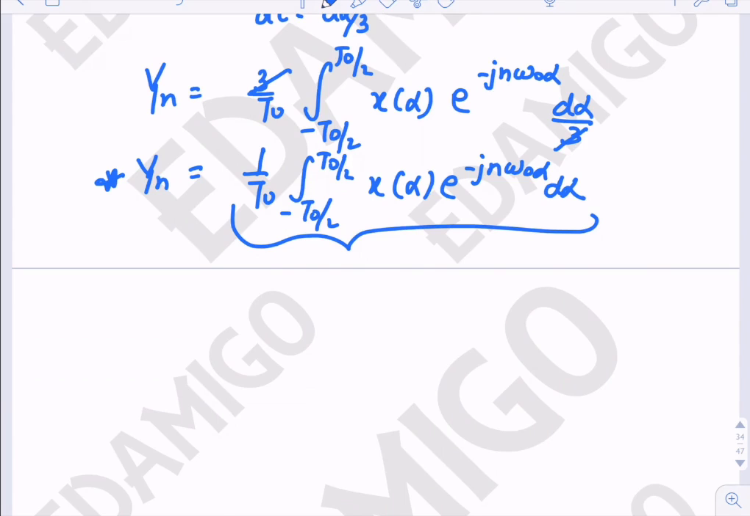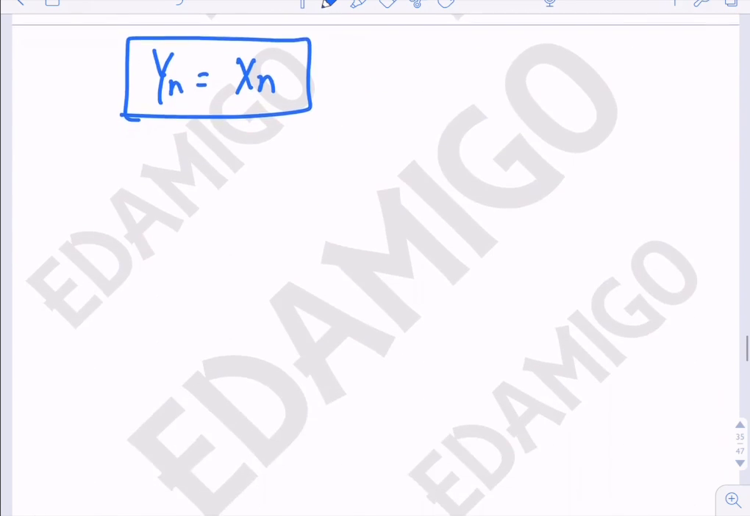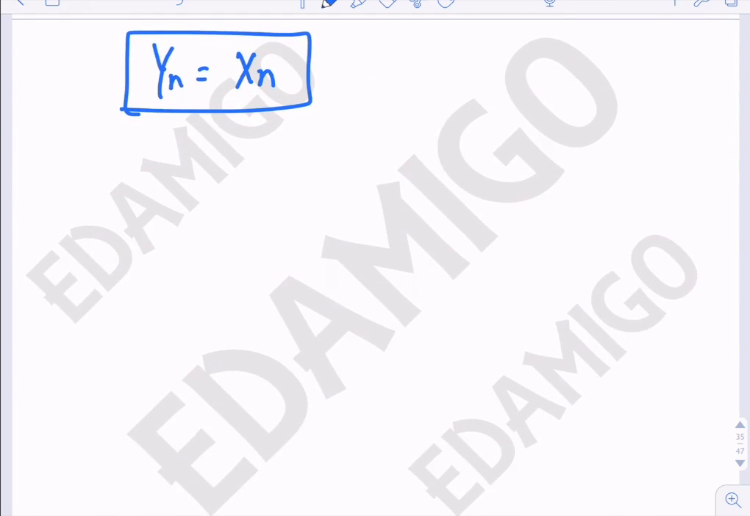So we can say that yn is equal to xn, that is, the exponential Fourier series coefficients of x of 3t are equal to the exponential Fourier series coefficients of x of t. The Fourier series coefficient values will be exactly similar.